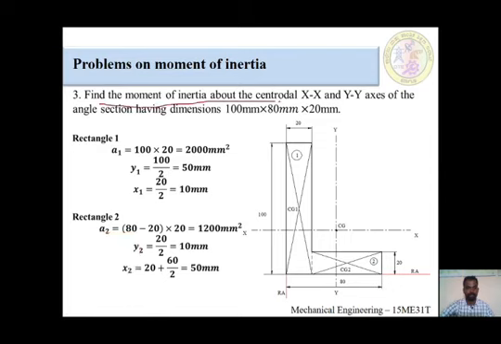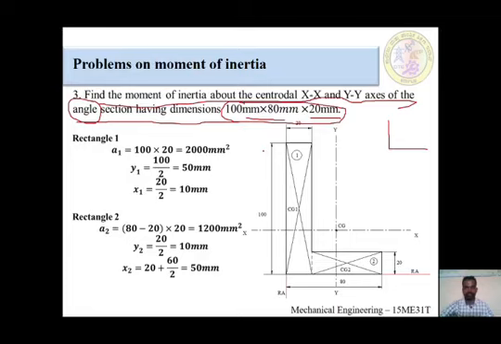Find the moment of inertia about the centroidal x-axis and y-axis of the angle section having dimensions 100 millimeter into 80 millimeter into 20 millimeter. Angle section means L section. Once they have given these values, how are we supposed to know the shape?